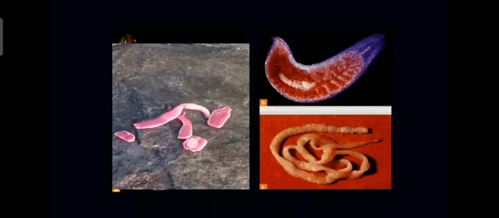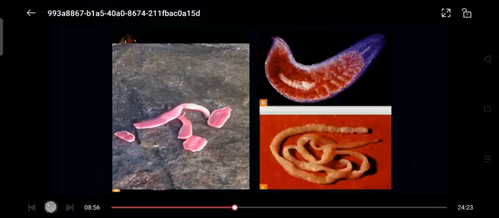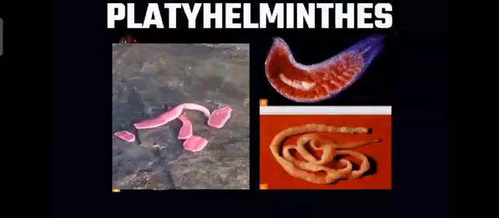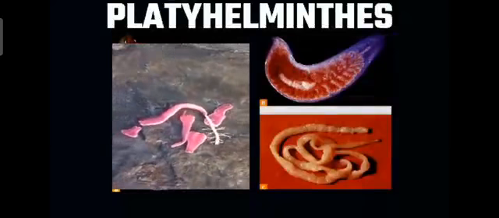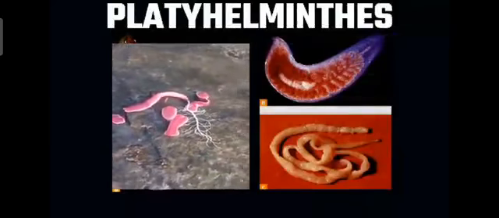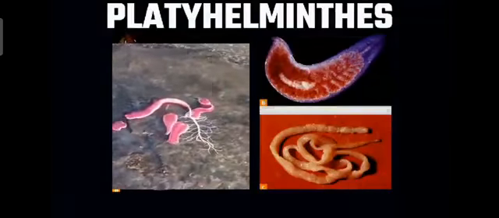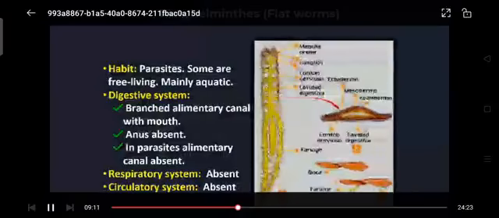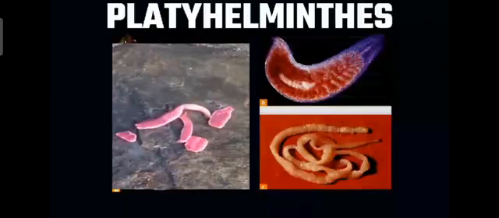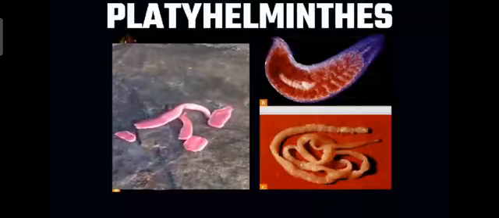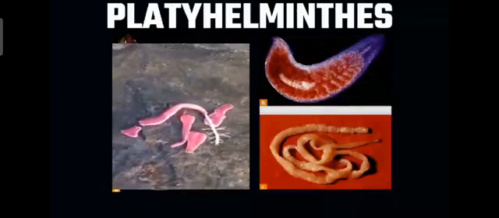Now we'll move to the next phylum, that is phylum Platyhelminthes. The name itself indicates: platy means flat, helminths means worm. This is commonly called flatworms. So here you can see the body of the flatworms, how they are moving, you can observe. Clear?